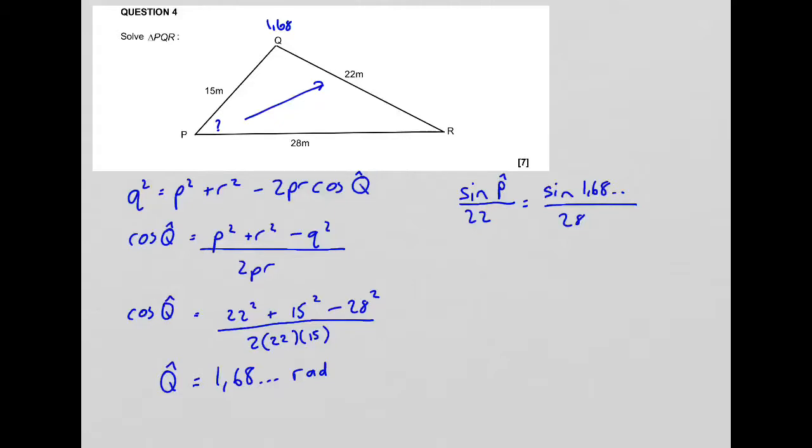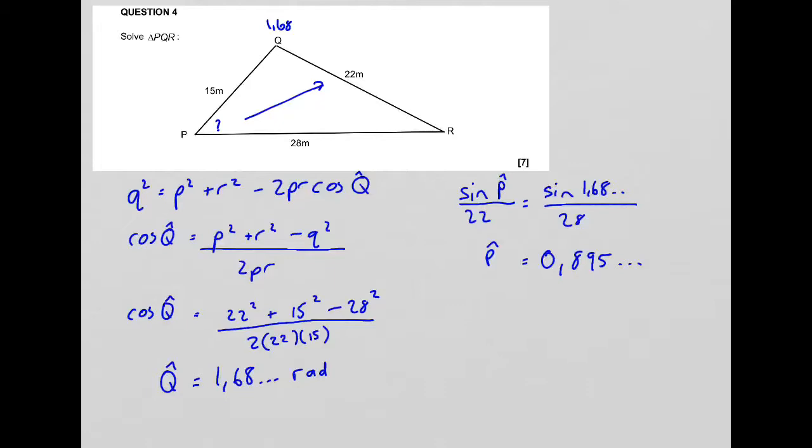So therefore, sine of P, you can go straight to an answer here. You're going to put shift sine, and it'll be 22 sine of your answer, and that'll be over 28, and then that gives us a final angle of P equals 0,895 radians. And again, keep this answer in your calculator. So your previous answer now is your first angle Q, and your latest answer is 0,895.